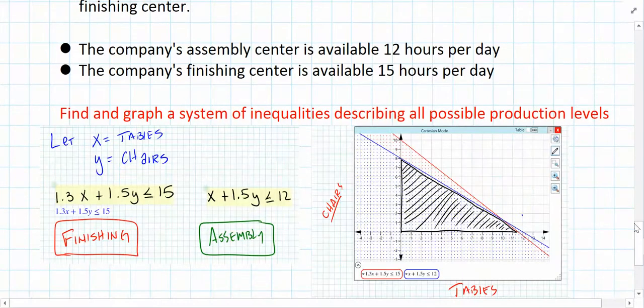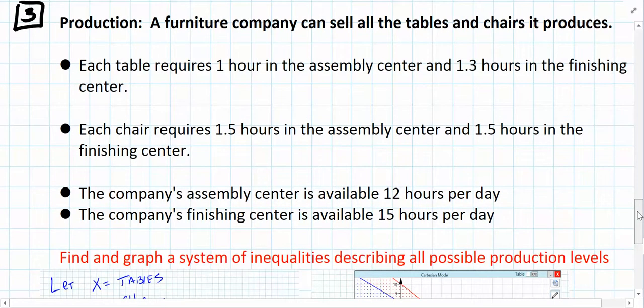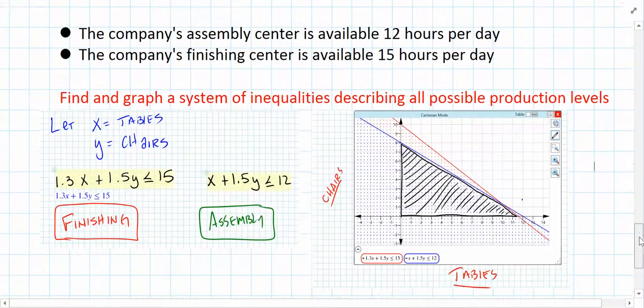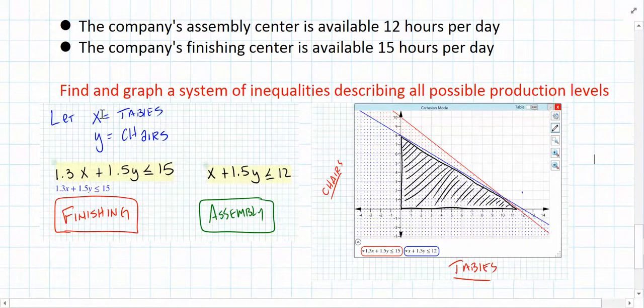Okay, so here's what we did, right? We took our little problem here talking about furniture. A table requires an hour for assembly, and 1.3 in the finishing center, and then a chair is an hour and a half for assembly, and then an hour and a half for the finishing center. But we only get 12 hours a day for assembly and 15 for the finishing center. So we said, let x equal tables, let y equal chairs, and we came up with some inequalities together.